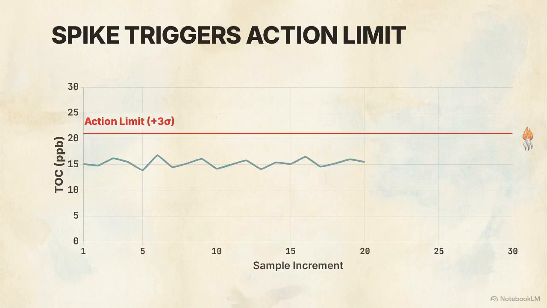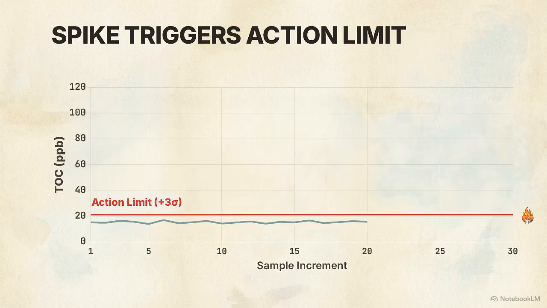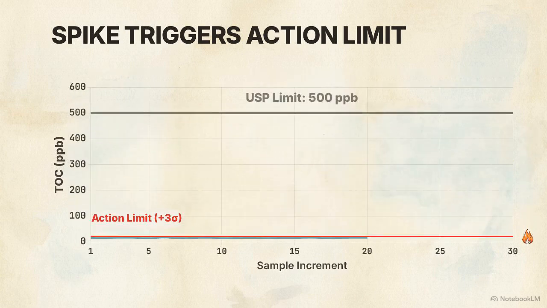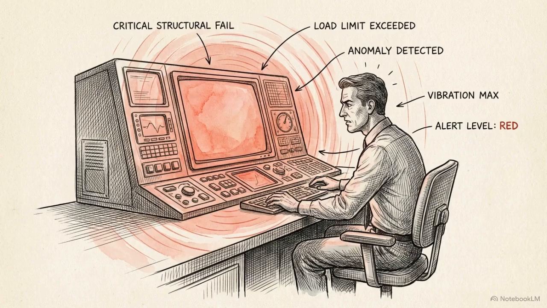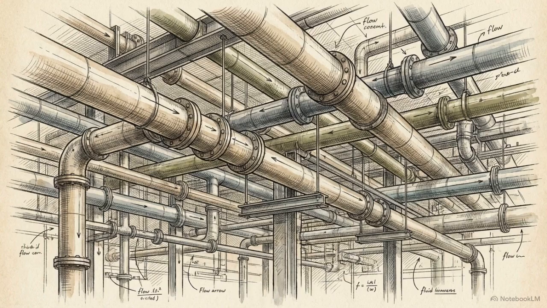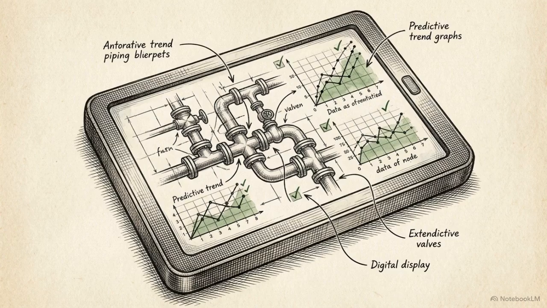Next, we set the action limit. This is the mean plus 3 standard deviations. This line represents the fire. Notice how far above this limit the actual USP 500 parts per billion ceiling sits. If your data breaks through this 3 sigma action limit, normal assumptions halt. You are now required to initiate a formal root cause analysis. By setting these mathematical guardrails, you convert TOC monitoring from a passive pass-fail check into a proactive early warning system that catches variations long before they breach regulatory limits.